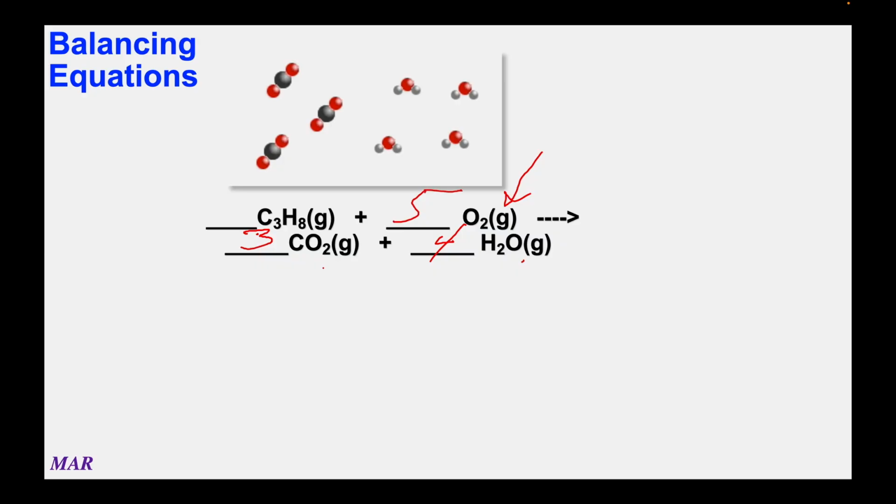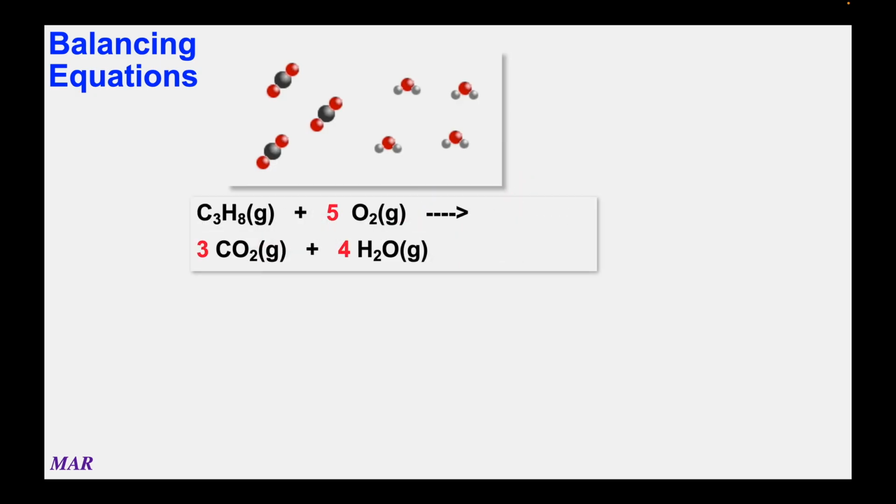So initially, I would have an invisible 1 by the C3H8, 5 in front of the O2, 3 in front of the CO2, and 4 in front of the water. And lo and behold, that's the answer. It takes 5 oxygens to react with 1 propane to make 3 CO2s and 4 waters. So this is an example of how you balance a reaction. And again, if you can do the atoms by themselves last, like oxygen in this case, a lot of times that makes it pretty handy.